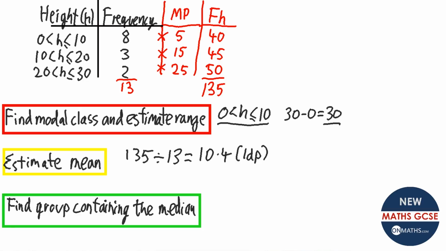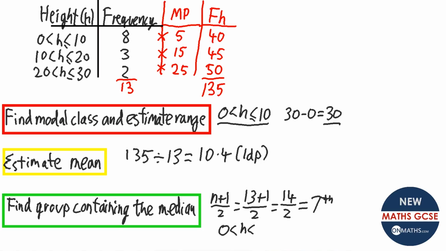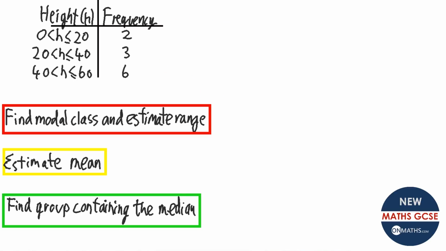Okay, so the median is exactly the same as we've done before. We just use the formula, n plus 1 over 2. N is 13, so it's 13 plus 1 over 2. So it's 14 over 2, which tells us the median is the 7th value. Looking at the table, the first 8 values are in the first group, so it's definitely going to be in that first group. So the group containing the median is that first group, which is 0 to 10. Okay, have a go.